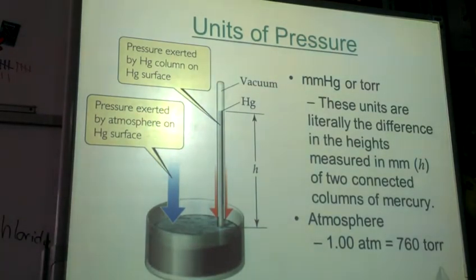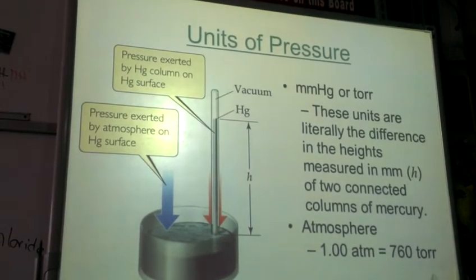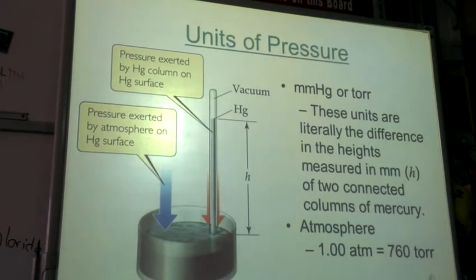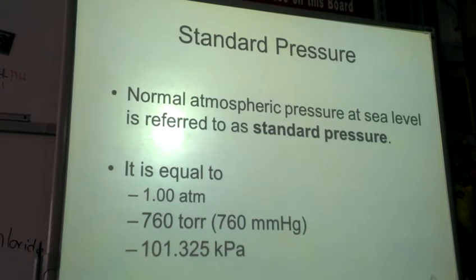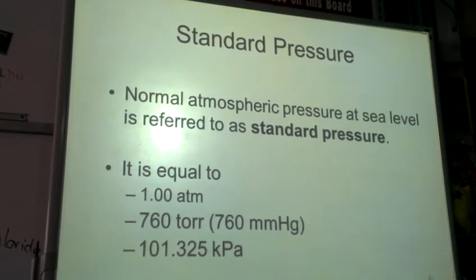Okay, so he said that 1 atmosphere was going to be equal to 760 torr, which is also going to be equal, like we already said, to 760 millimeters of mercury. So at standard pressure, normal atmospheric pressure at sea level is referred to as standard pressure. So standard pressure we're going to see as 1 atmosphere, or it could be any of the ones that we've already talked about.